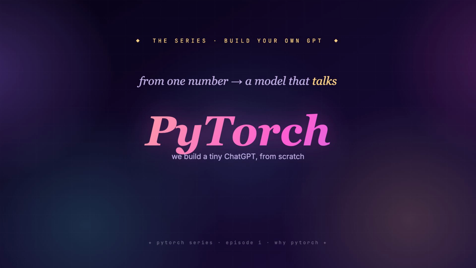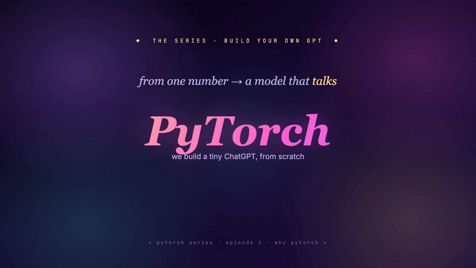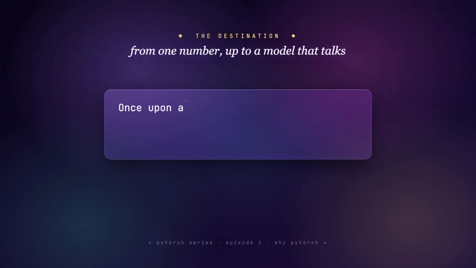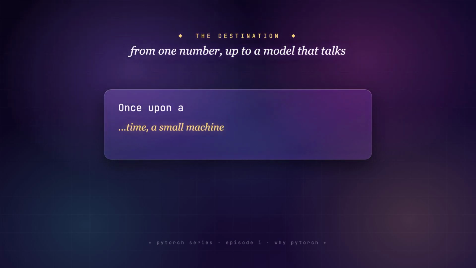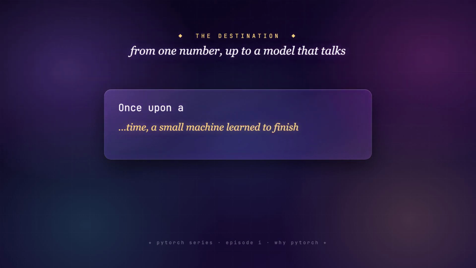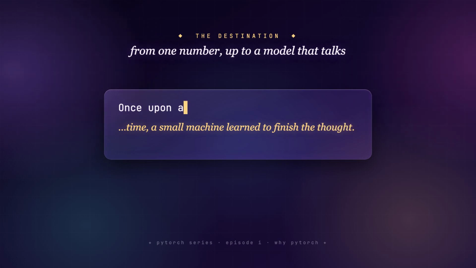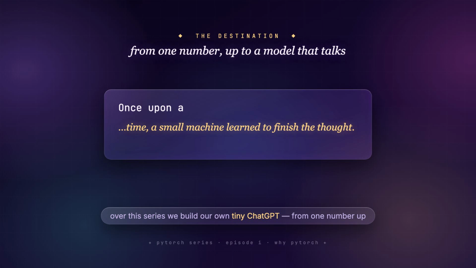So before we write a single line, let's get honest about what PyTorch actually is and why basically the entire field runs on it. Here's the promise made concrete. Imagine a little prompt box, you type "once upon a" and the machine streams back the rest word by word in gold. That streaming text is the destination. Everything between here and there is just learning, one layer at a time, how that gold text gets generated. We start from one number and we climb.